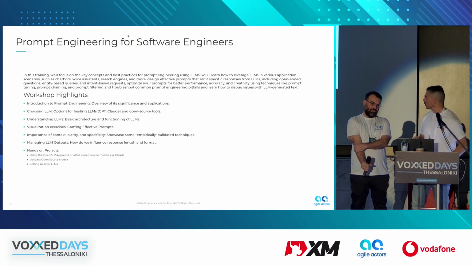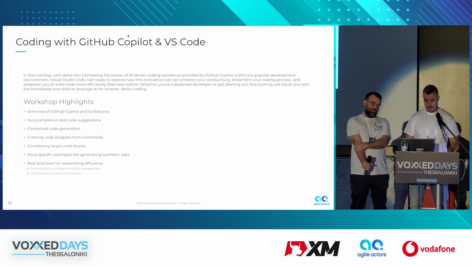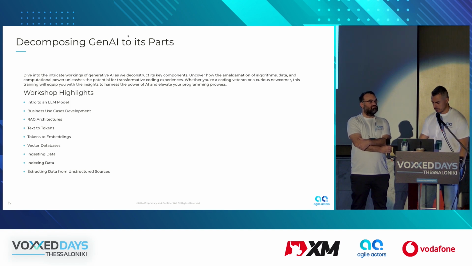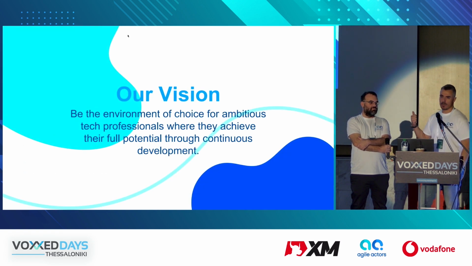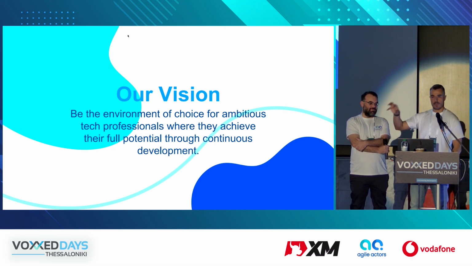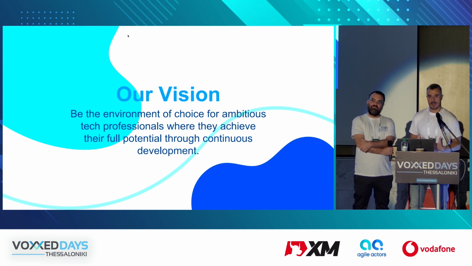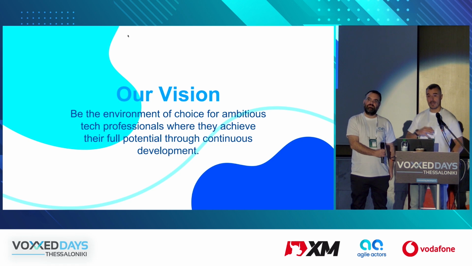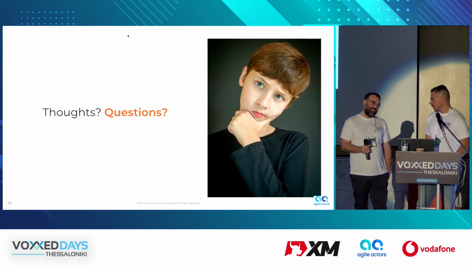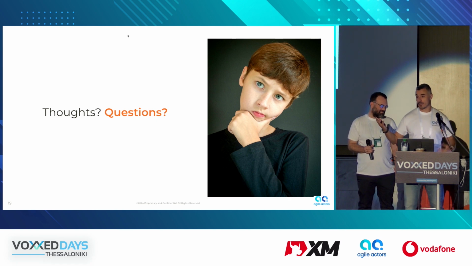Some content about what we have done so far. And this is the vision of Agile Actors, right? This is what we're trying to achieve. We want to be the environment of choice of ambitious professionals, because we want to be together with all these people who want to make themselves a better version of themselves. And we can give them, as I said, the coaching, the training, and together we can go forward. Okay, cool. That's all, actually.